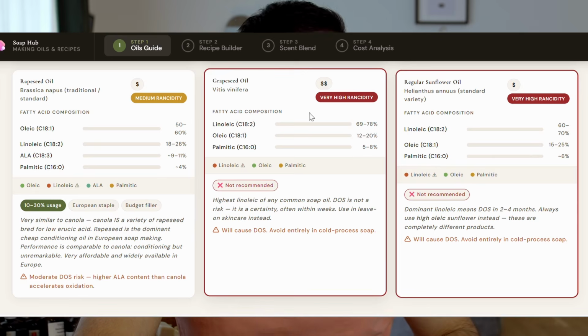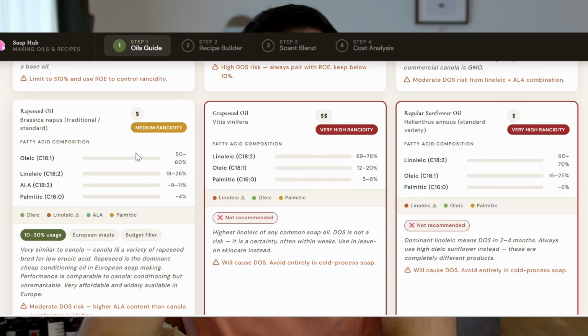When you buy grapeseed oil, you buy something relatively expensive that is very prone to oxidation. So no, grapeseed oil is not a good oil for soap making. What about rapeseed oil? Rapeseed oil is cheap. Why can't I use rapeseed oil?